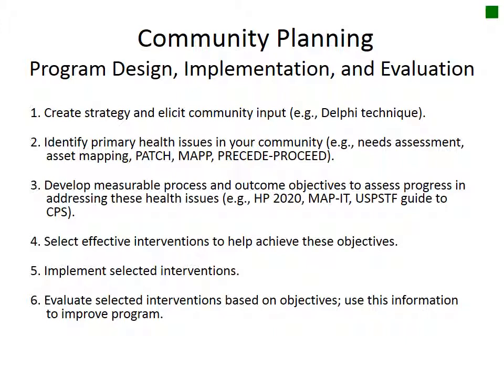What is it that's important, that's an emerging threat? Well, Healthy People 2020 helps to guide us in terms of some of the most crucial and emerging threats that need to be addressed. Again, MAPIT is another acronym that helps us develop the processes. And the United States Public Health Services Task Force also has a guide, which we'll touch on briefly in the following slides. So from here, you're able to select effective interventions to help achieve these objectives. You're obviously going to have to implement the selected interventions. And then finally, again, evaluation is crucial to any determination of program success.